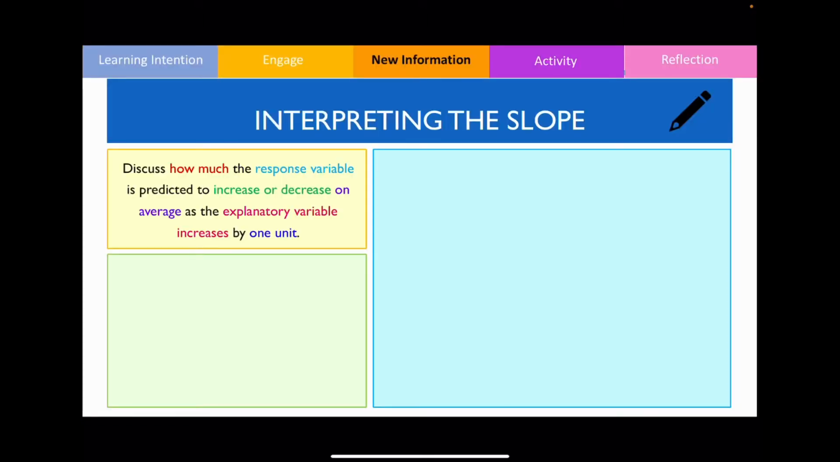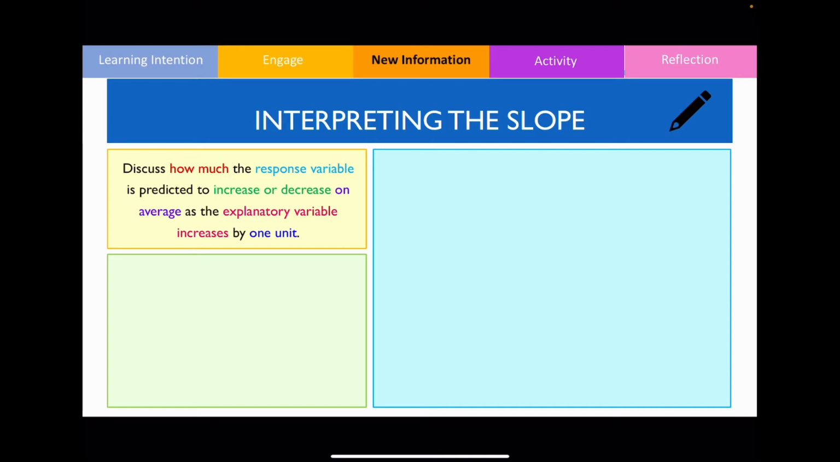When we're interpreting the slope, we need to discuss how much the response variable is predicted to increase or decrease on average as the explanatory variable increases by 1 unit. Using phrases such as predicted to be and on average ensures that your response shows the understanding that the least squares regression line does not perfectly determine the value of the response variable given the value of the explanatory variable.